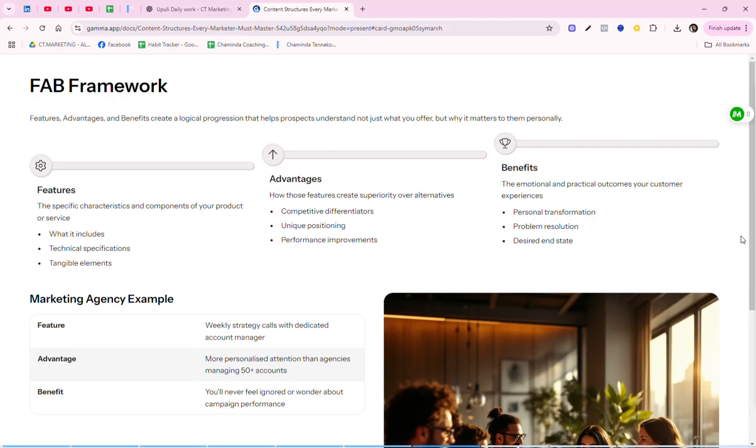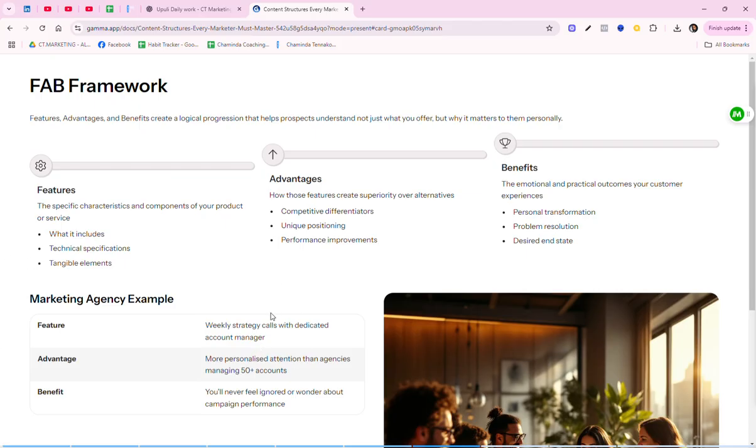The benefits, this is where we connect with our ideal client emotionally and share, okay, this is the transformation you need and we can give it to you. What is your desired outcome? We can give it to you.